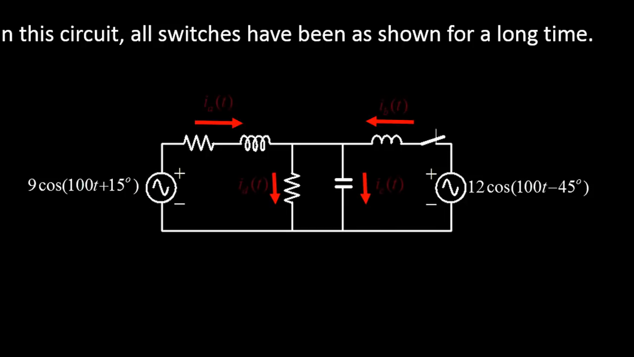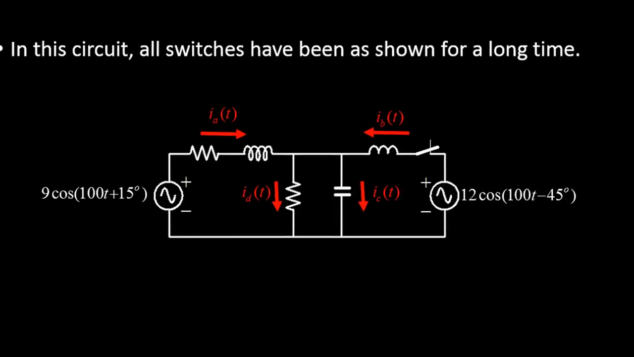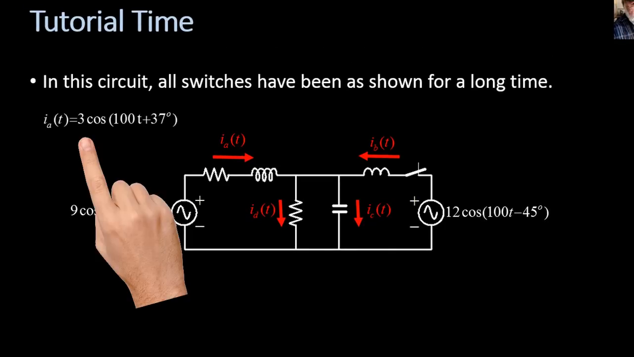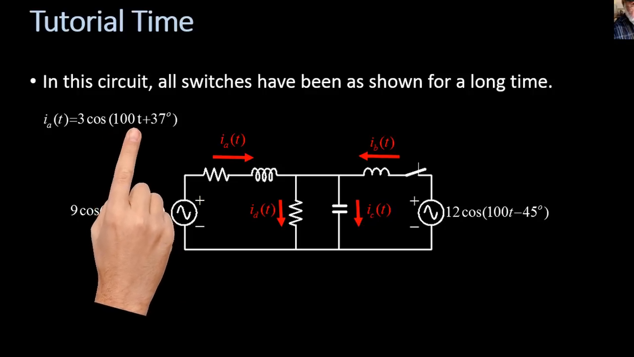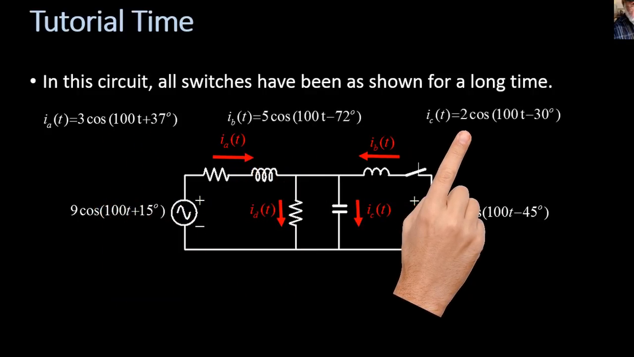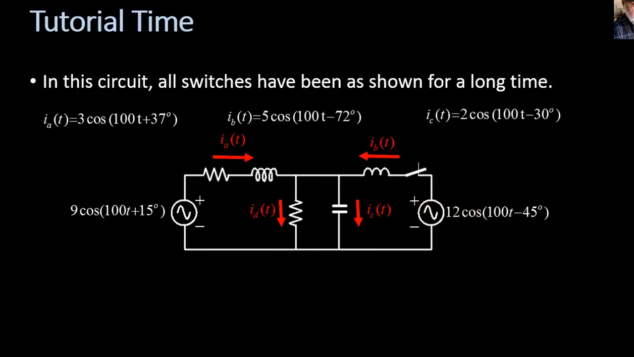Assume we give them names IA, IB, IC, and ID. And we're given values for them. The first one, IA, has a peak value of 3 amperes and a phase of 37 degrees. The second one and the third one have different peak values, different phases. The one thing they have in common is the frequency, same as the sources, 100 radians per second.